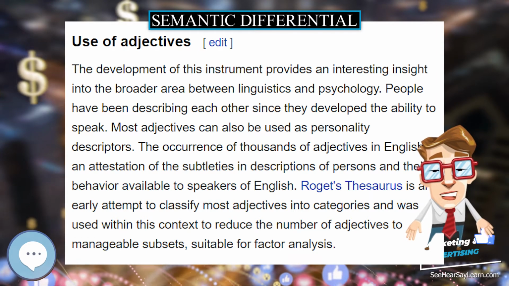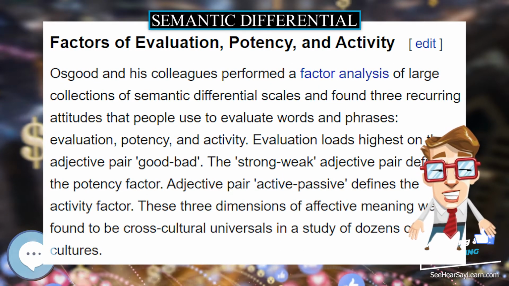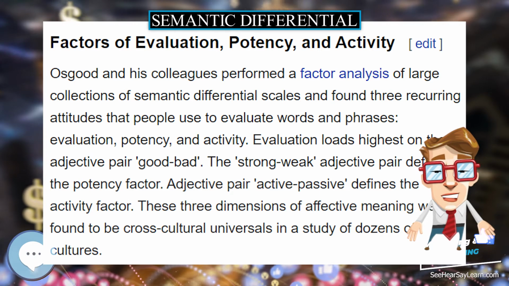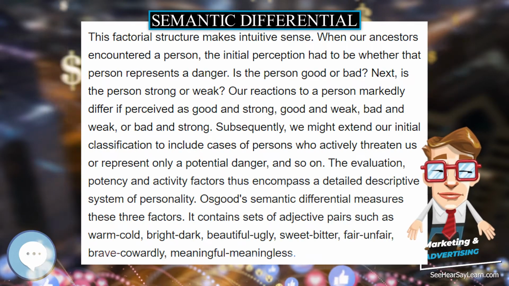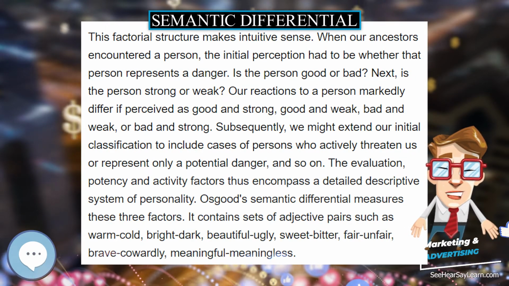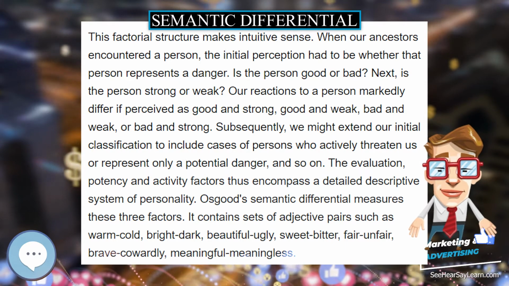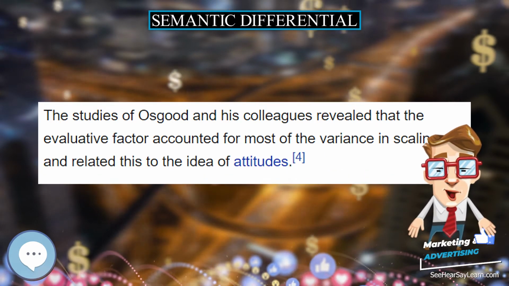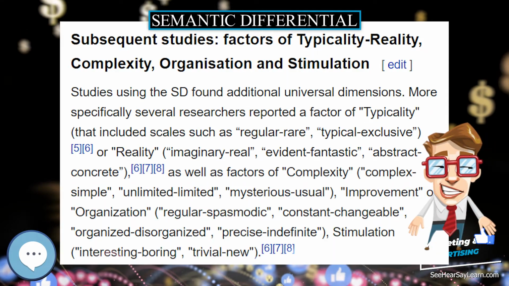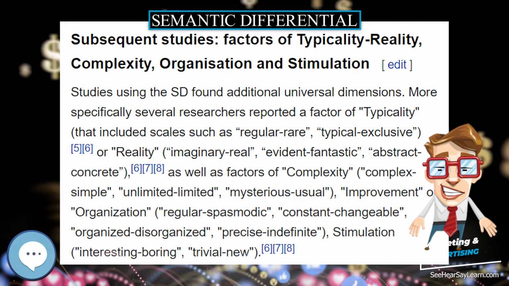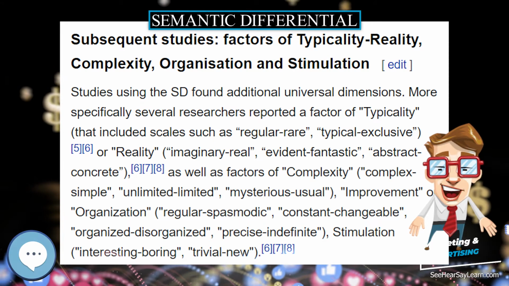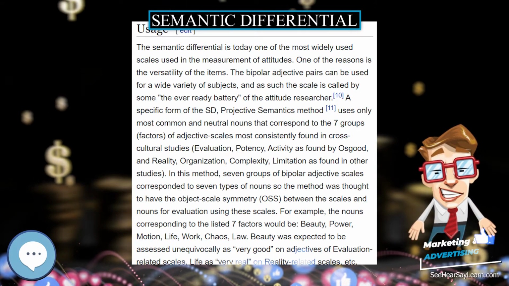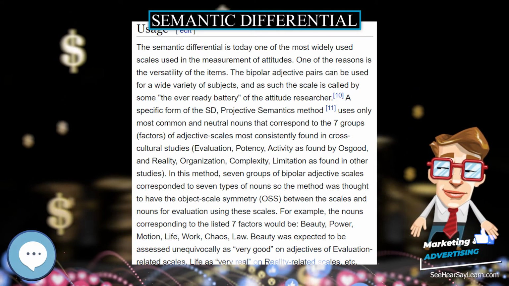The evaluation, potency and activity factors thus encompass a detailed descriptive system of personality. Osgood's semantic differential measures these three factors. It contains sets of adjective pairs such as warm-cold, bright-dark, beautiful-ugly, sweet-bitter, fair-unfair, brave-cowardly, meaningful-meaningless. The studies of Osgood and his colleagues revealed that the evaluative factor accounted for most of the variance in scalings, and related this to the idea of attitudes.